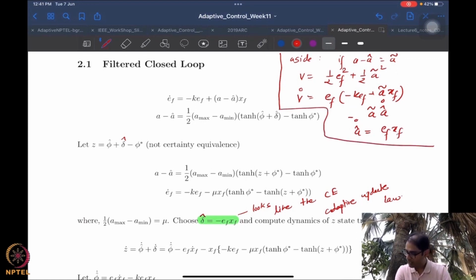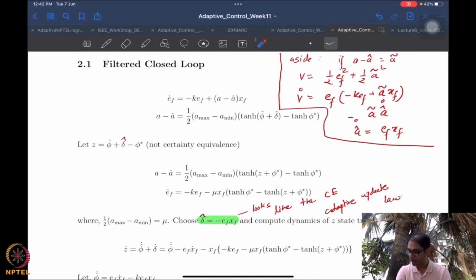Yeah, A hat dot would be EF times XF. Let me see. There's only a sign issue here that we might need to resolve, but I think the sign issue is because we are defining things the other way. Okay, so the expression is exactly the same. If you see, you get EFXF and you get an EFXF. The sign issue is just because of how you choose A minus A hat and all that. Let's not worry too much about that.